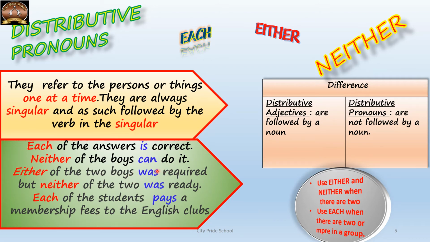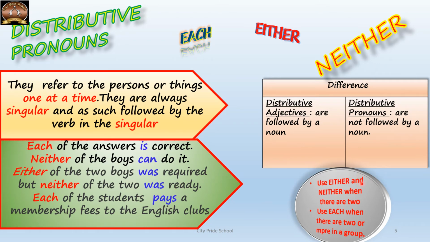Either of the two boys was required. Was is a singular verb. But neither of the two was ready. Again, a singular verb. Each of the students pays a membership fee to the English club. Again, pays is a singular verb.